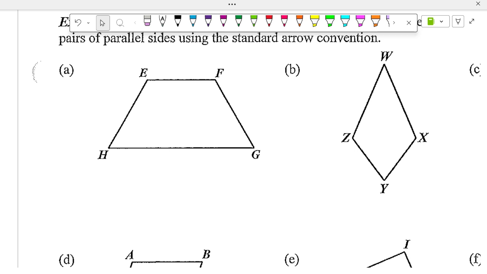Remember, you name sides with two letters. So which two sides are parallel? E and F, and what's its counterpart? HG. Because EF appears to be parallel, and remember the double line means parallel, to HG, we're going to say it's a trapezoid.